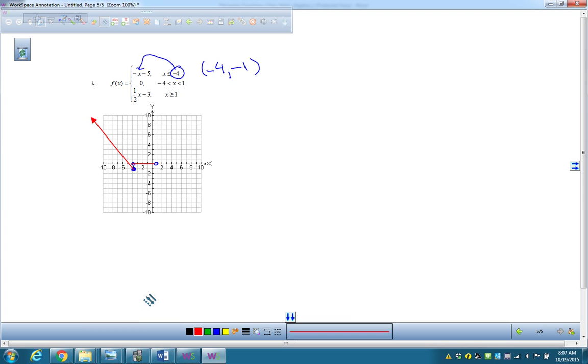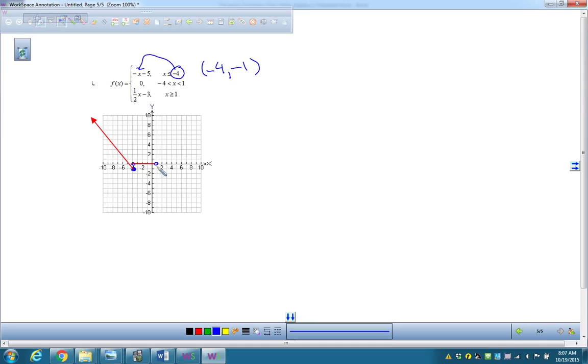See that? Okay? After 1, it uses this graph, okay? So first thing I would do is plug in this 1 into here. What do I get out if I plug in a 1 into here? 1/2 minus 3. What's 1/2 minus 3?